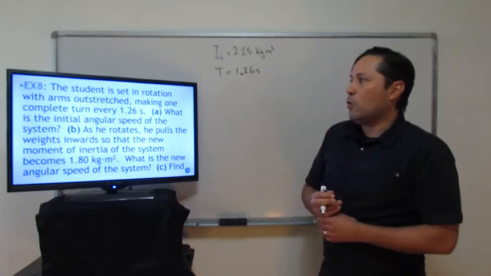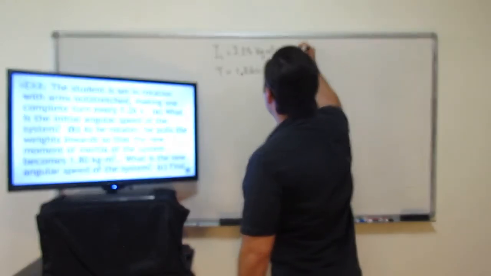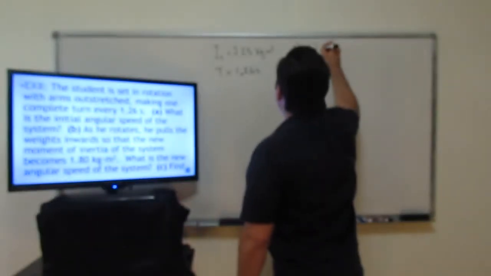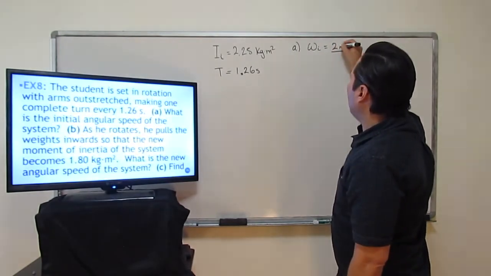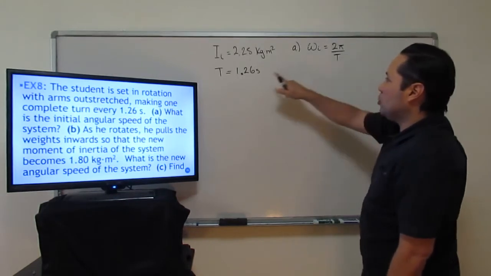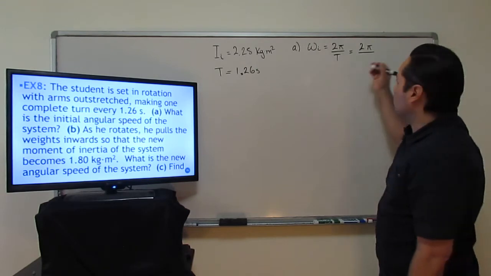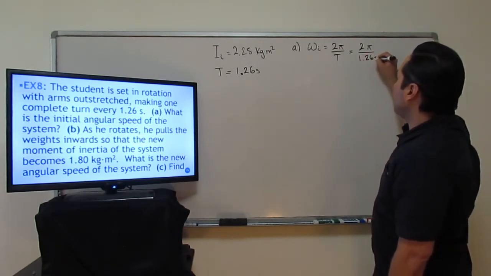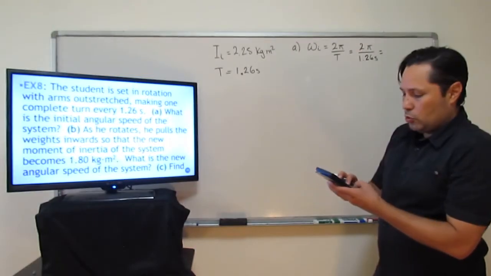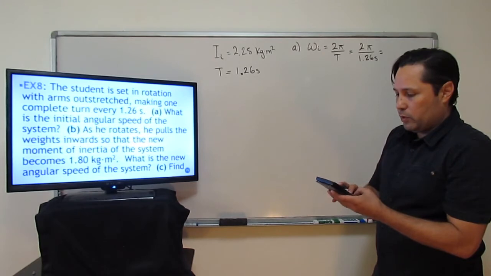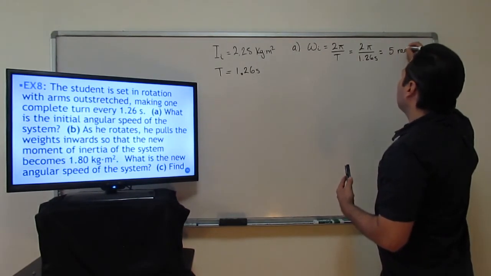Then in part A, they ask you, what is the initial angular speed of the system? So for the initial angular speed, we're going to use this formula for part A, which is angular speed, in this case initial. It's going to be 2 pi over the period of revolution, which is 1.26 seconds. So we'll substitute that in to get our initial angular speed. Plug it into the calculator, and we get the following answer. 2 times 3.14 divided by 1.26 gives us 4.98. We'll round it up to 5 rads per second.